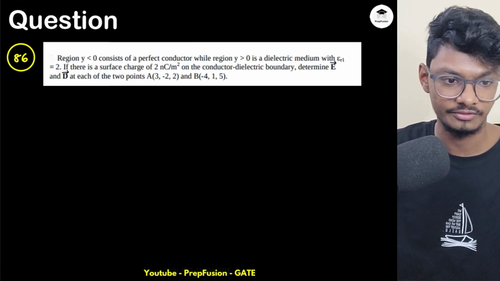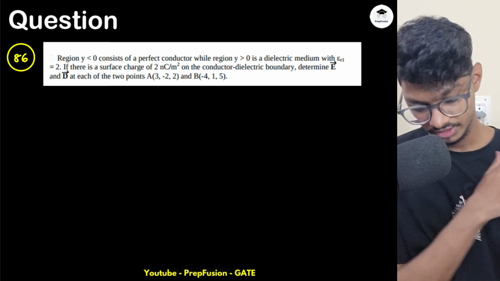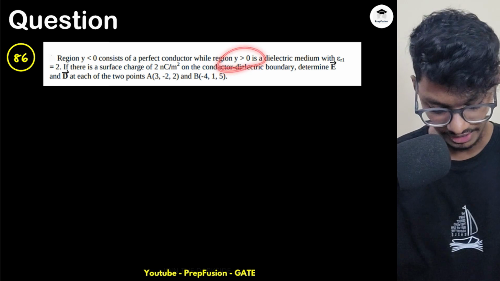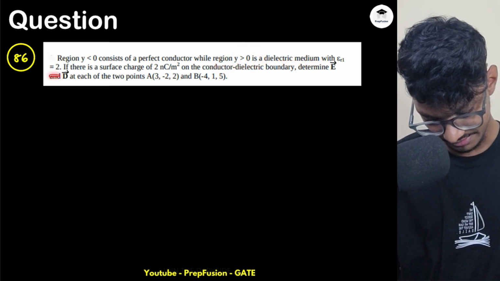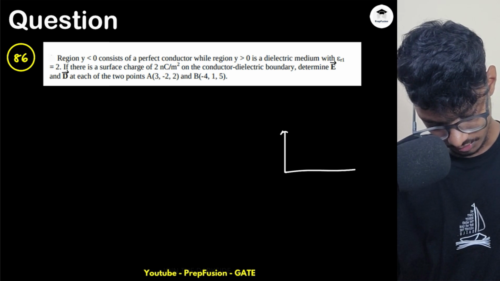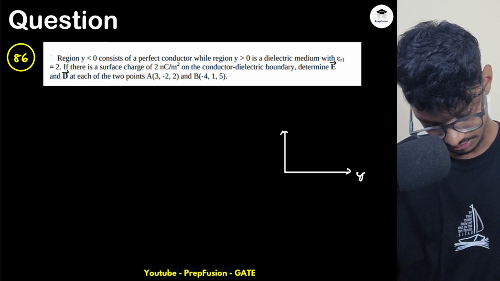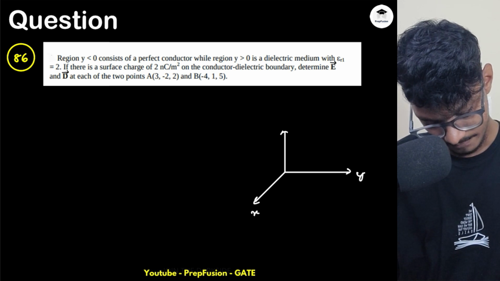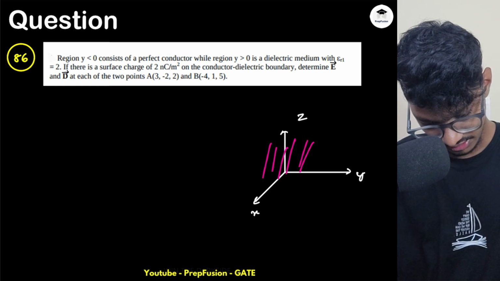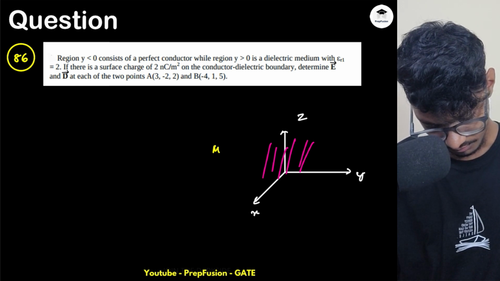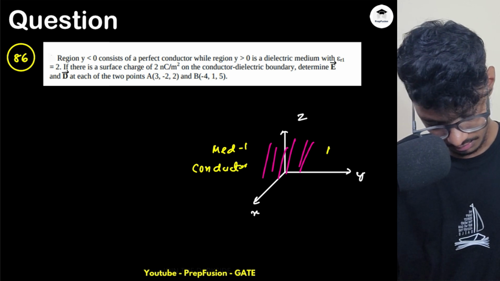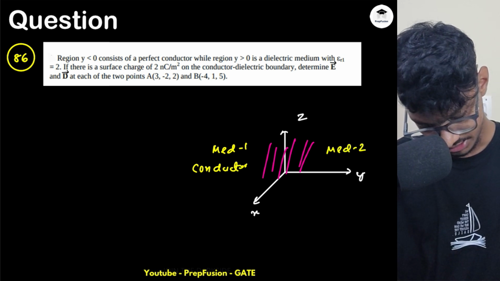So we'll solve one question from here, so we understand this in a better way. Region y less than 0 consists of a perfect conductor, while y greater than 0 consists of a dielectric medium with epsilon r1 equal to 2. So again I will draw the plane region, y less than 0 and y greater than 0, right? So it will be here, the x-z plane. So this is the region basically. Now y less than 0 is the conductive region. This is medium 1, which is the conductor, and this is medium 2, which is the dielectric.